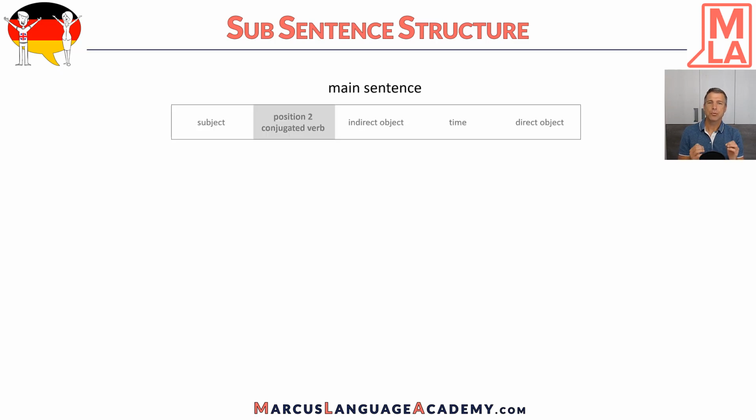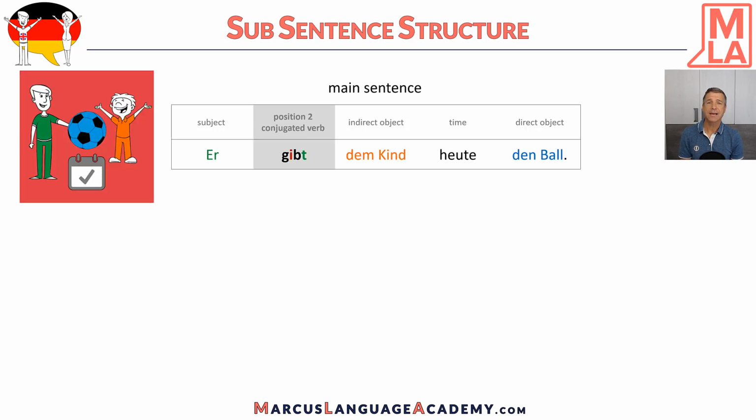Here the most important thing is that the conjugated verb stays in second position. So let's see an example. Er gibt dem Kind heute den Ball. Er is the subject and the conjugated verb is gibt. And then we have the indirect object, dem Kind, in dative case. Heute is time information, and then we have the direct object at the end, den Ball. So that would be a typical main sentence structure. If you would like to know more about the main sentence structure, just check out my video.